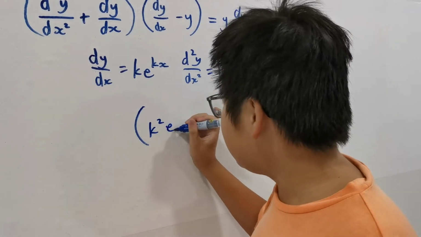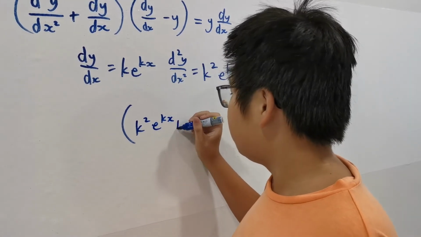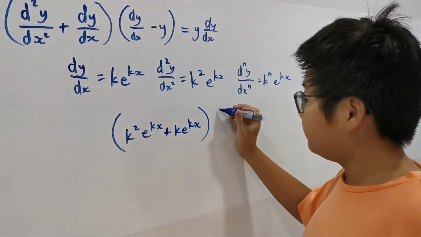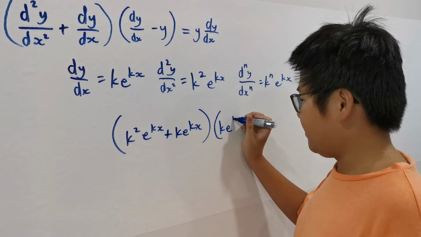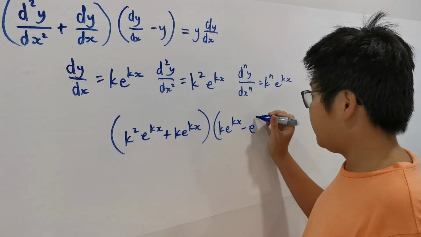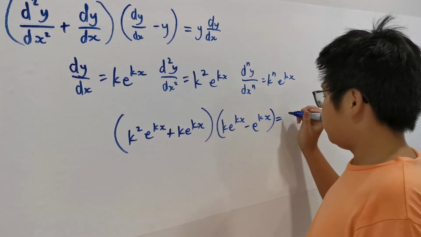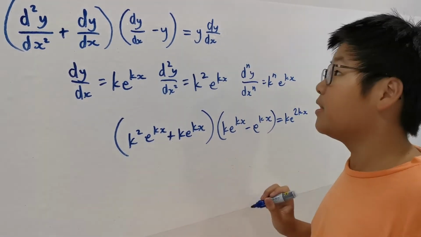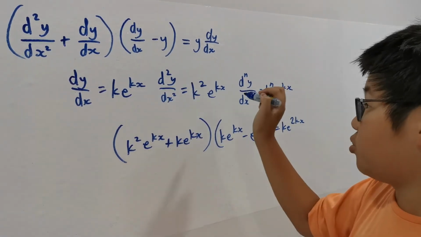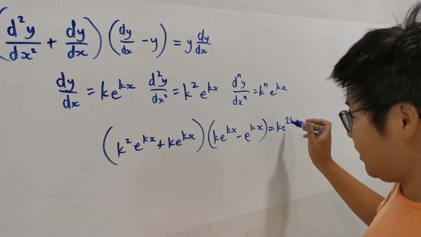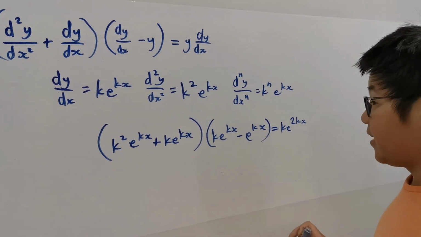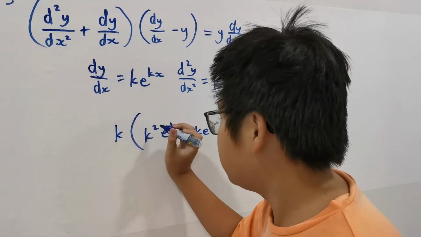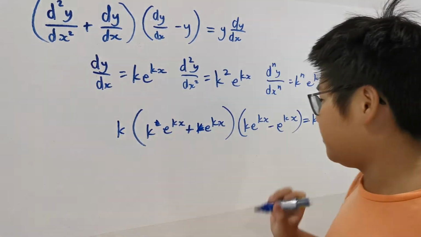k squared e^(kx) plus k e^(kx) minus e^(kx) equals k e^(2kx). Because the e^(kx) is squared, that's why there's a little 2 here. And you might realize you could take away a common factor k, so this becomes this becomes this.